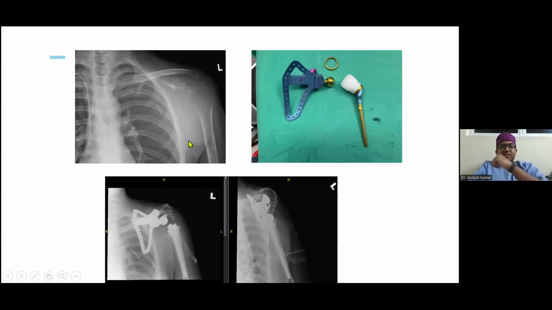Next, here we've got a 37-year-old female. Now, she was diagnosed with a rare form of epithelioid angiosarcoma of the left scapula. On the first X-ray on the top left, you can see that there's a lytic lesion over the left scapula, also involving the glenoid, part of the proximal humerus, and the acromion.